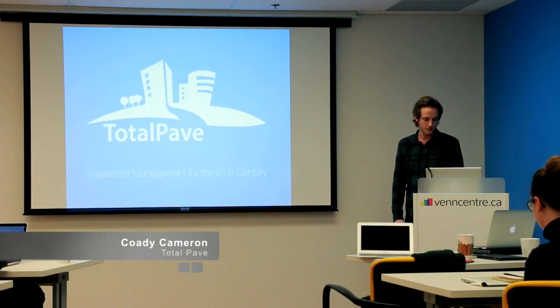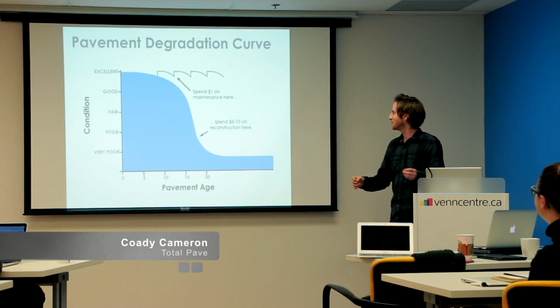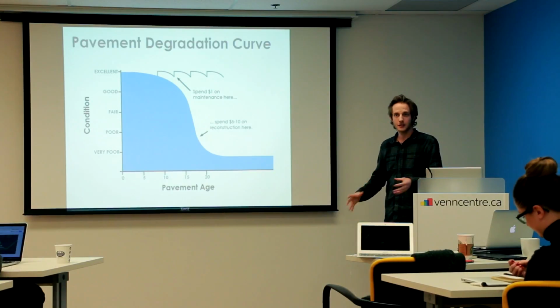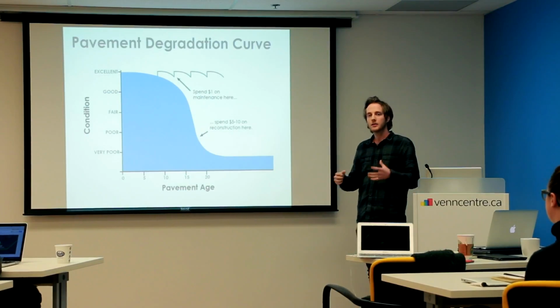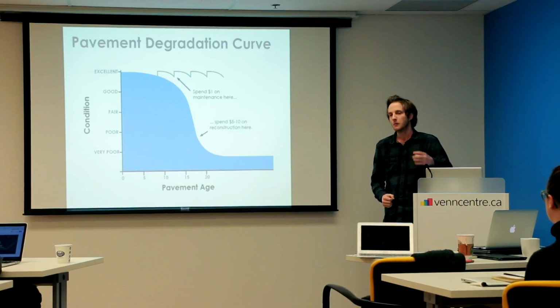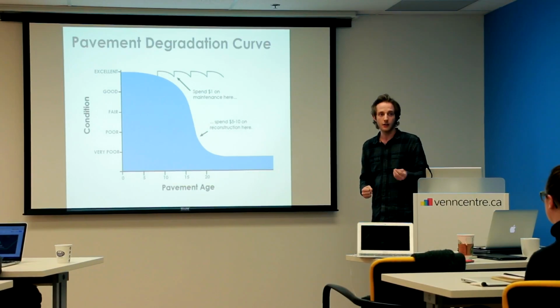So we'll start out with everything that you need to know about pavement in one simple slide. On the y-axis here, we've got pavement condition. On the x-axis, we've got pavement age. As you can see, in general, every piece of pavement is going to remain in good health for a large portion of its life cycle. But what happens is it hits a critical point where it begins to degrade at an accelerated rate.